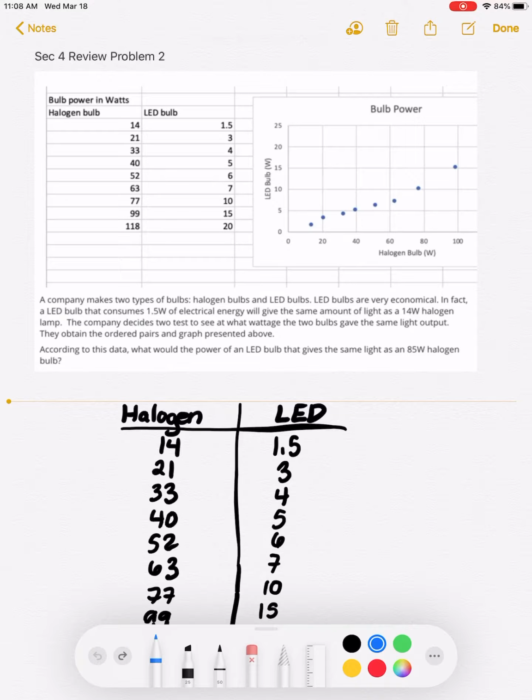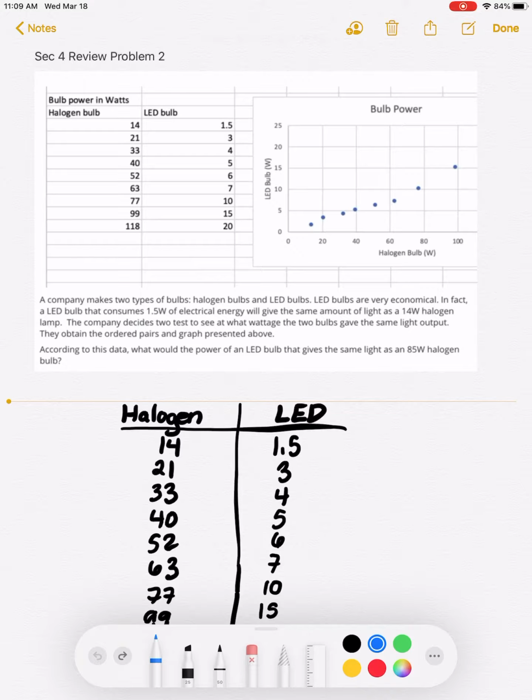Hi everyone, this is the solution to the second review problem. In this case, we're given some data about halogen bulbs and LED bulbs. We know, for example, that a 14 watt halogen bulb gives off the same amount of light as a 1.5 watt LED bulb. The company has taken this data and now they're wondering, I want an LED bulb that gives me the same amount of light as an 85 watt halogen bulb. So what watt LED bulb do I need?